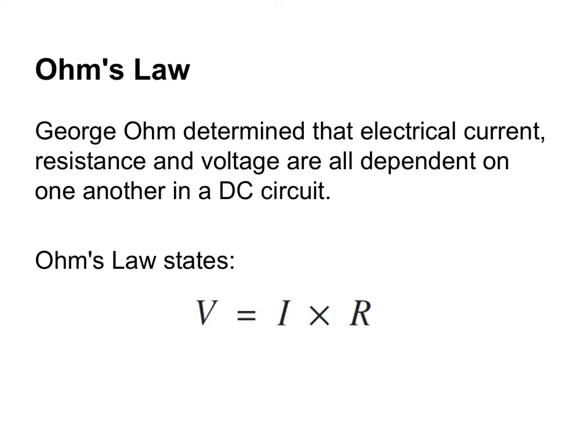Basically, George Ohm is the guy who determined electric current, resistance, and voltage all depend on one another in a DC circuit, which, as we know, DC stands for direct current, or current that only moves in one direction. So he came up with this law, and he said that our voltage is equal to the current times resistance. And using this basic equation, you can find out how one affects the other at any time.